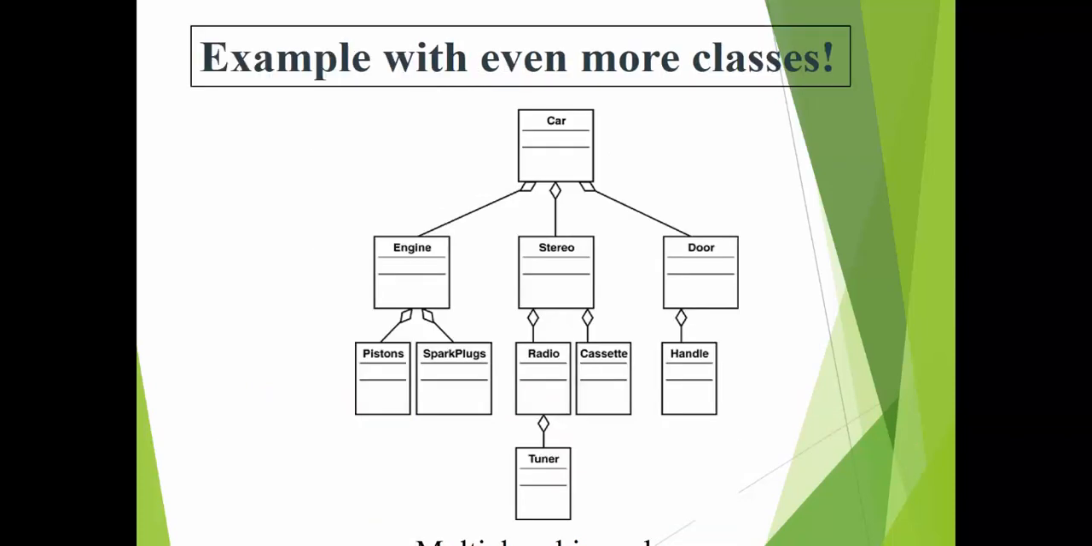The multi-class hierarchy is an example with even more classes. You see here the car has an engine, and the engine has pistons and spark plugs. The car has a stereo, and the stereo has a radio and cassettes. The radio has a tuner. Also the car has a door, and the door has a handle. In this case, you see how the class relationships can be expanded based on the area of the domain.